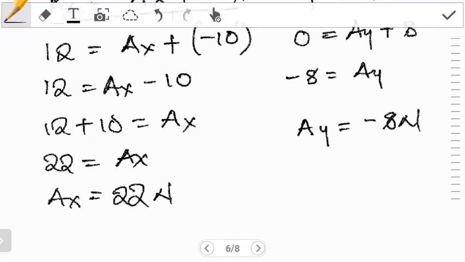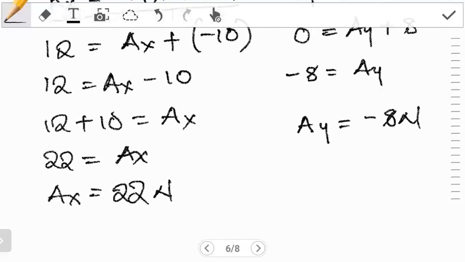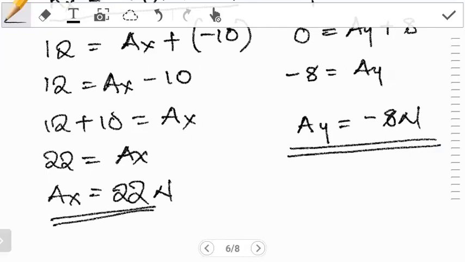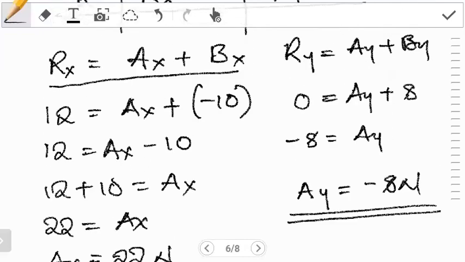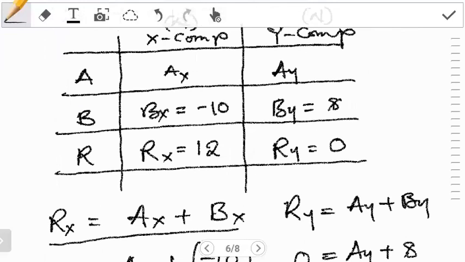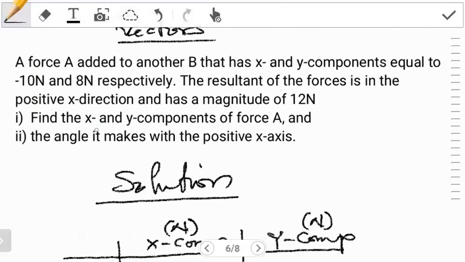Okay, so the question was asking us to get the components of A, and we've got these components. This is the y component of A, and this is the x component of A. You can just verify that from the question. They want us to find the x and y components of force A.